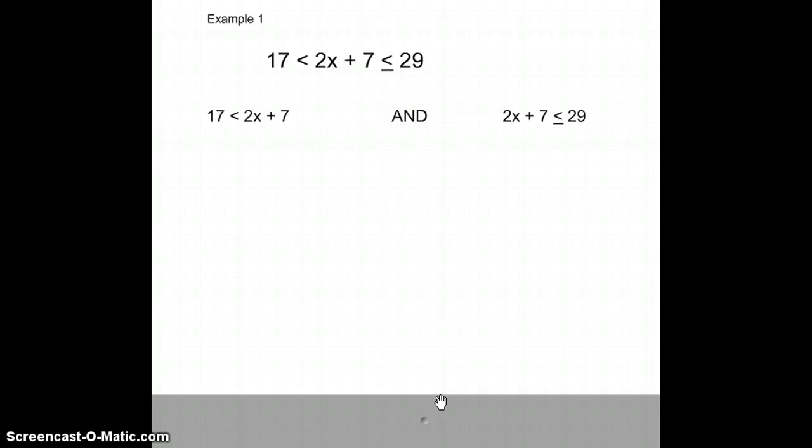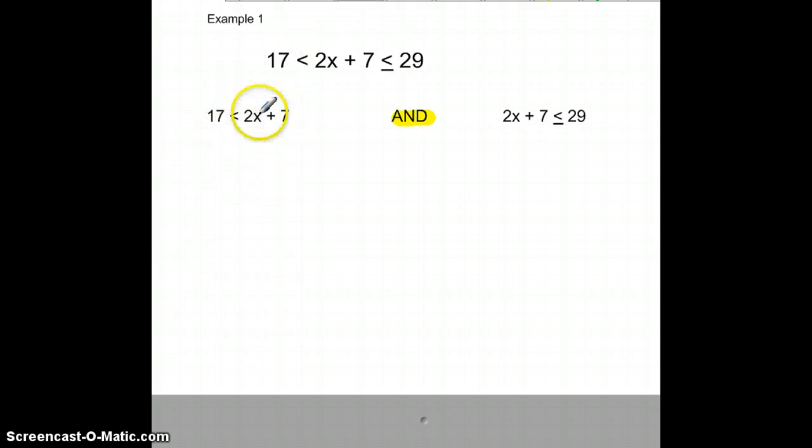Please make sure you take note. One of the biggest differences you'll see between the first two examples is this word right here, and. Notice what the word and will do for us. It creates this situation here. So let's see what we've got. We'll just solve one at a time.